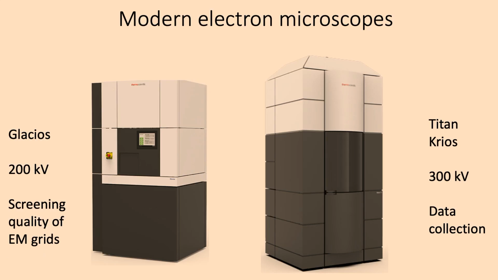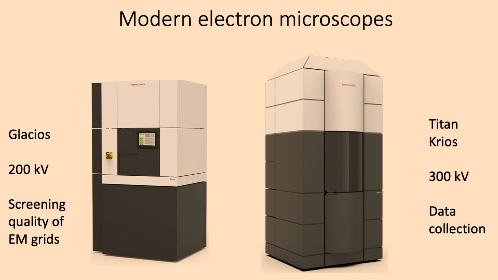Okay, so modern EM is driven by these giant boxes. On the left is a 200 kV microscope, a Glacios, that we mostly use for screening the quality of our grids. And also, you can get pretty good quality structures from that, actually. And then on the right is a 300 kV microscope that we use for collecting good quality data to really solve structures at good resolution.